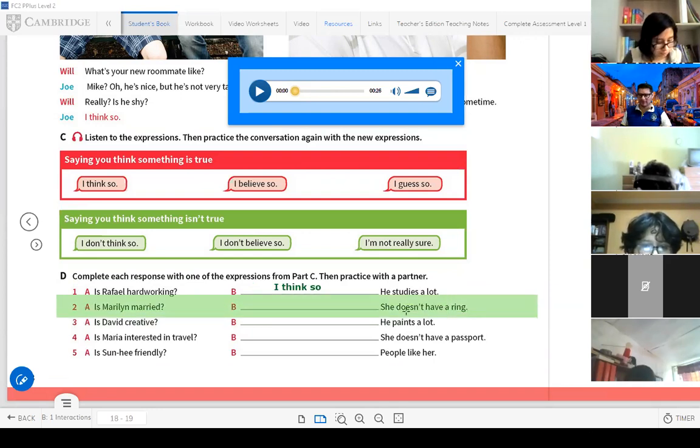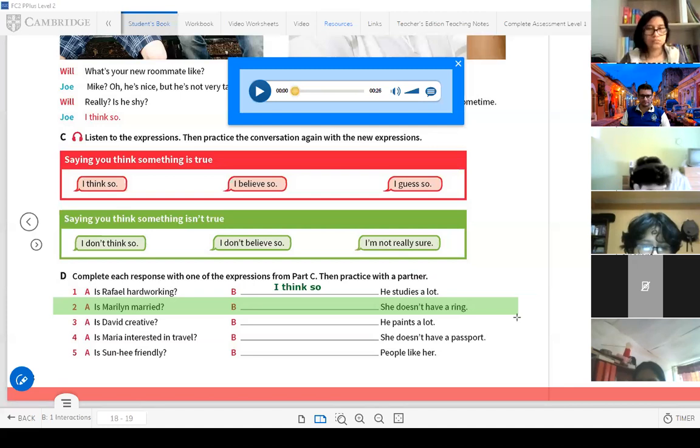Now, what about this? Is Marilyn married? Mira el answer, right? It says, she doesn't have a ring. You know what is a ring? No? Okay, what do you think? I don't think so. Oh, all right, continue. I don't think so. She doesn't have a ring. Very good, Difano.